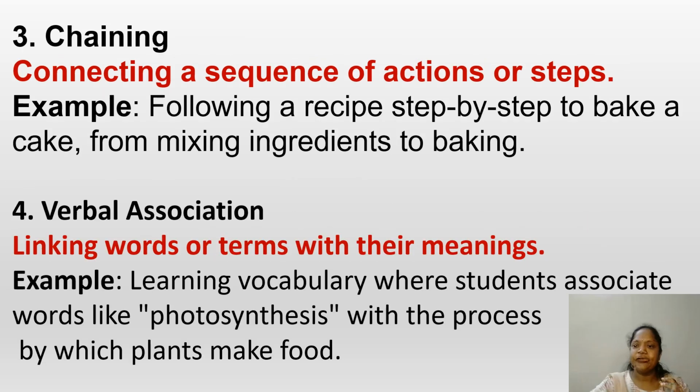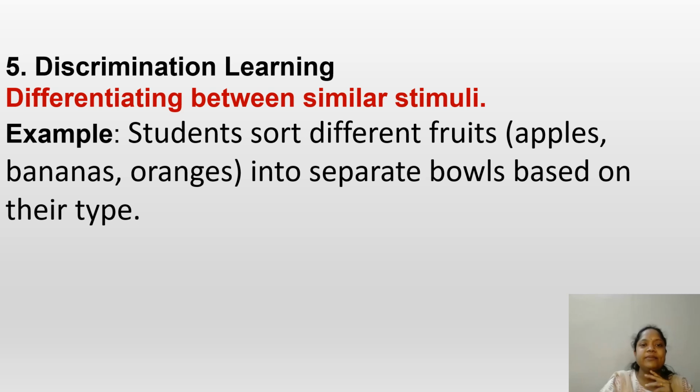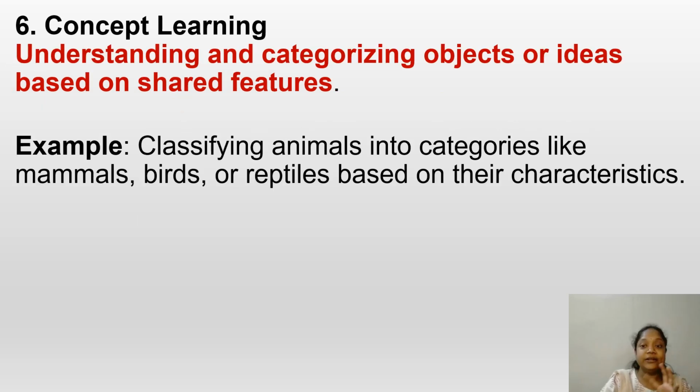So stimulus response. Next, chaining, connecting a sequence of actions or steps. Then verbal association. They start to do verbal. Learning vocabulary where students associate words like photosynthesis with the process by which plants make food. So that verbal association will start at that time. Next one, discrimination learning, differentiating between similar stimuli. Students see different fruits, apples, bananas. So those discriminations they start to do. Then concept learning. In that age, they can understand concepts: understanding and categorizing objects or ideas based on shared features, classifying animals into categories.